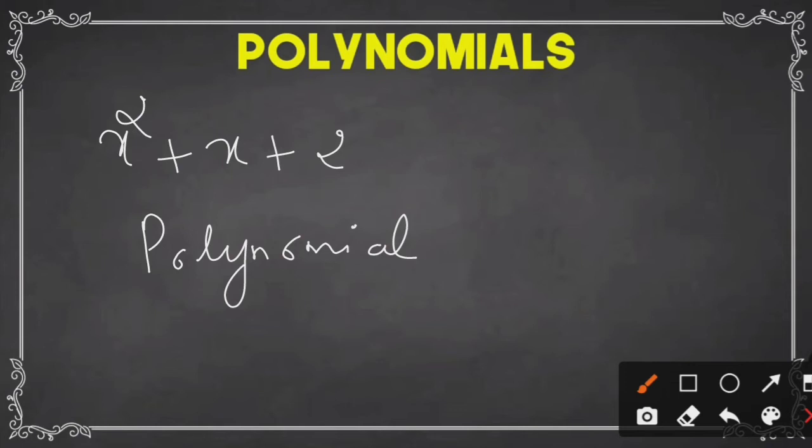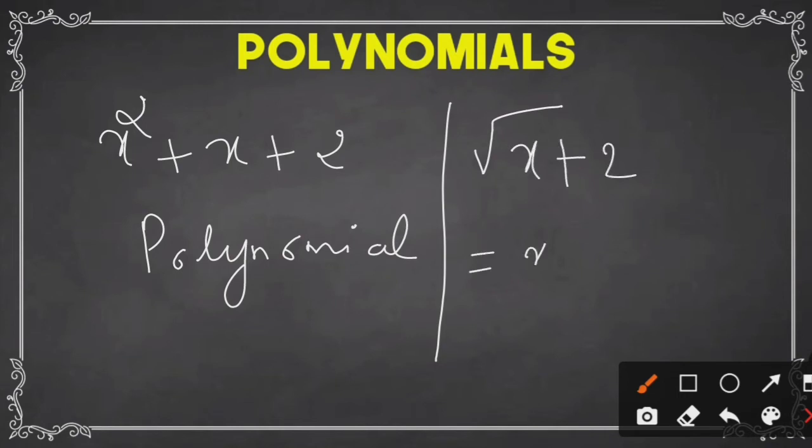Expressions containing variables with powers as whole numbers are called polynomials. I hope you understood this one. Then what kind of expressions will not have whole numbers as powers? For example, root x plus 2. What is the power of this x? The power of x is half, plus 2. Half is not a whole number, so x is not containing a whole number as a power. So, this is not a polynomial.